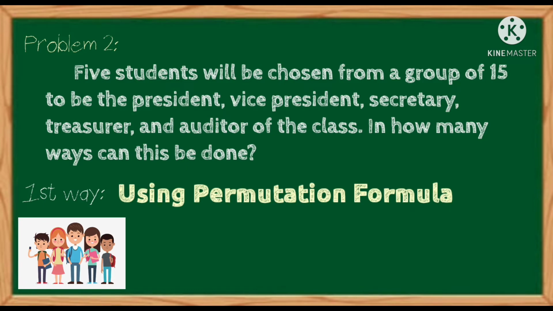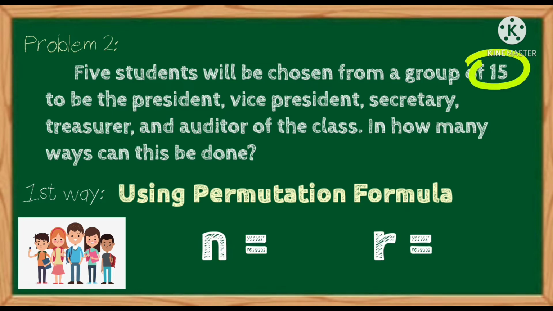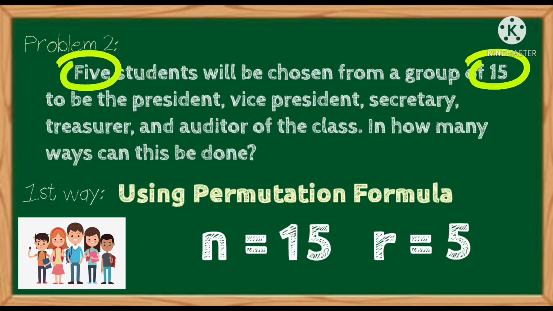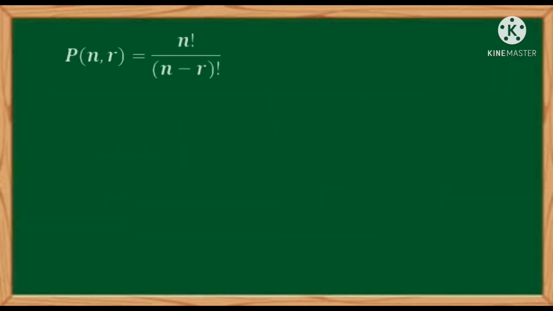Again, let's identify first the values of n and r in the given problem. There are 15 objects and they are selected 5 at a time. So the value of n is 15 and the value of r is 5. Now let's use the formula of permutation. So the permutation of n taken r is equal to n factorial over the quantity of n minus r factorial. Next, let's substitute the values of n and r in the formula.